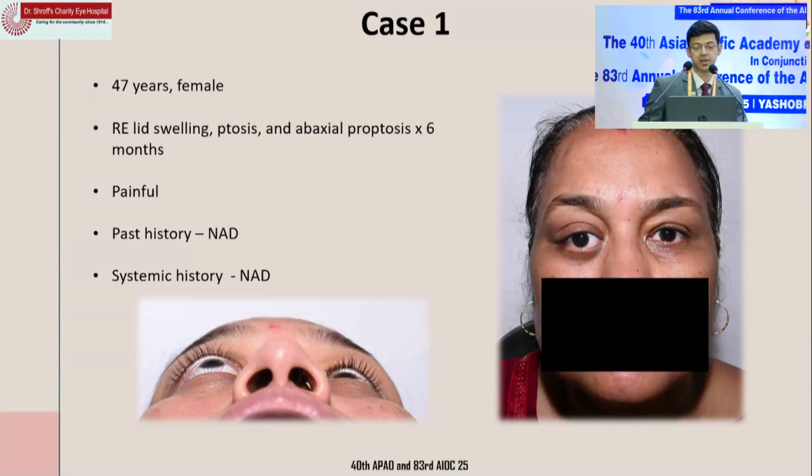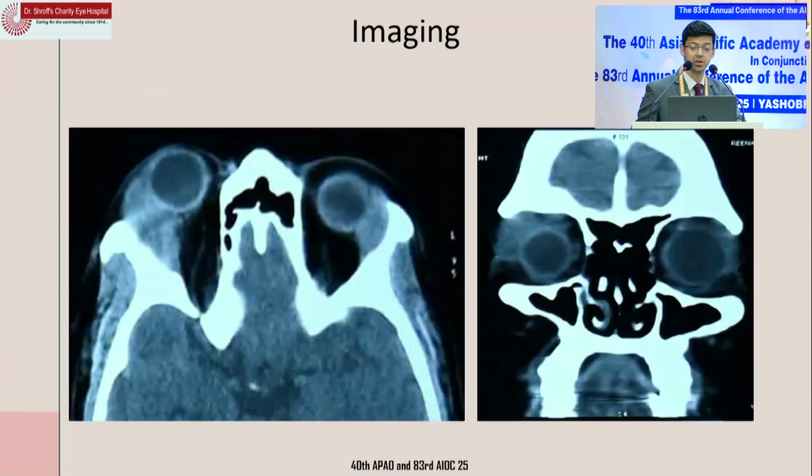This is a 47-year-old female who has right eye swelling and fullness, which can be seen. She has a history of pain, but there is no systemic history. And if you see, the duration is 6 months. So as I said, it is important to remember that inflammation can be chronic also.